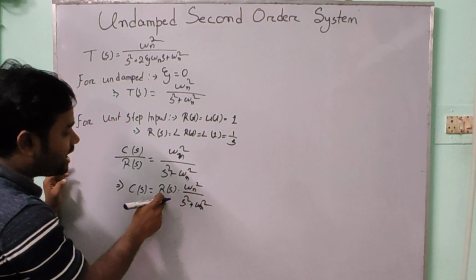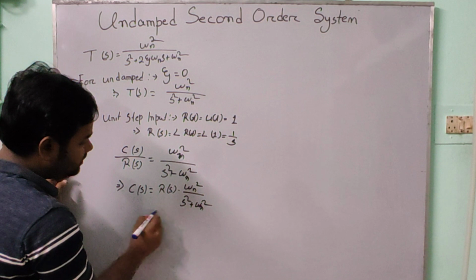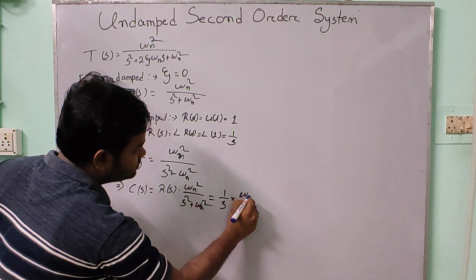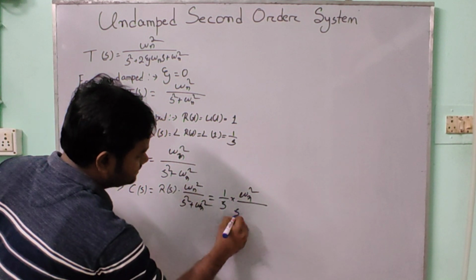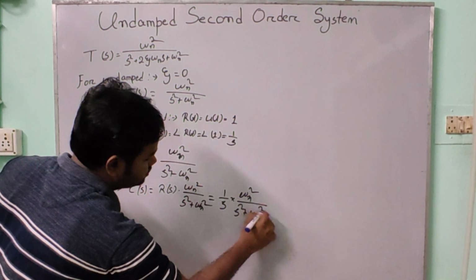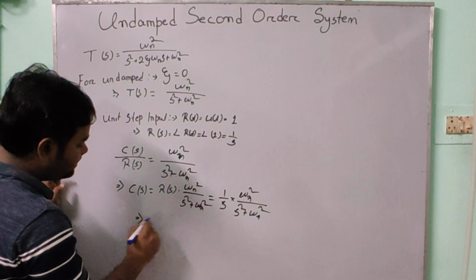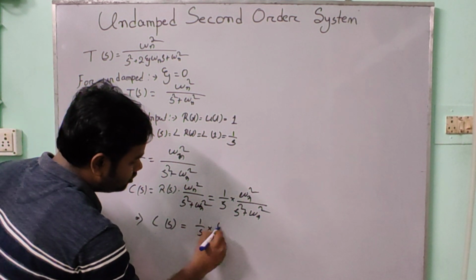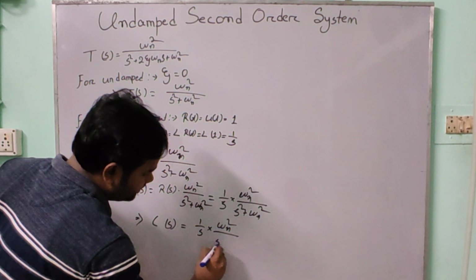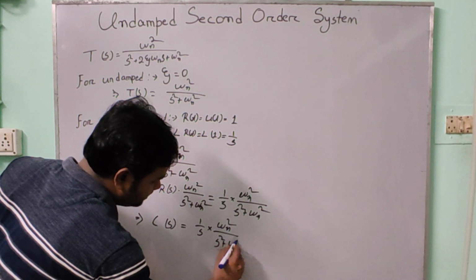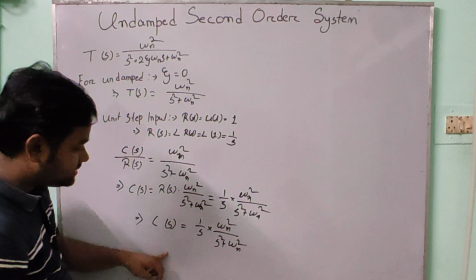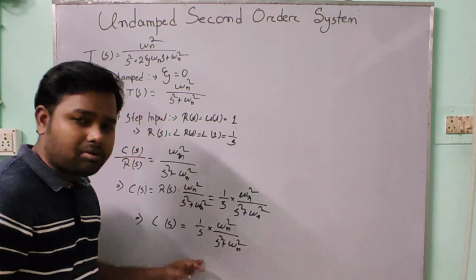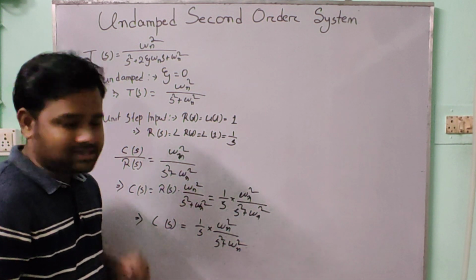By putting the value of R(s), we get 1 by s into omega n square divided by s square plus omega n square. This is the value of C(s). But to simplify this is very critical, so we have to simplify this by the process of partial fractions.